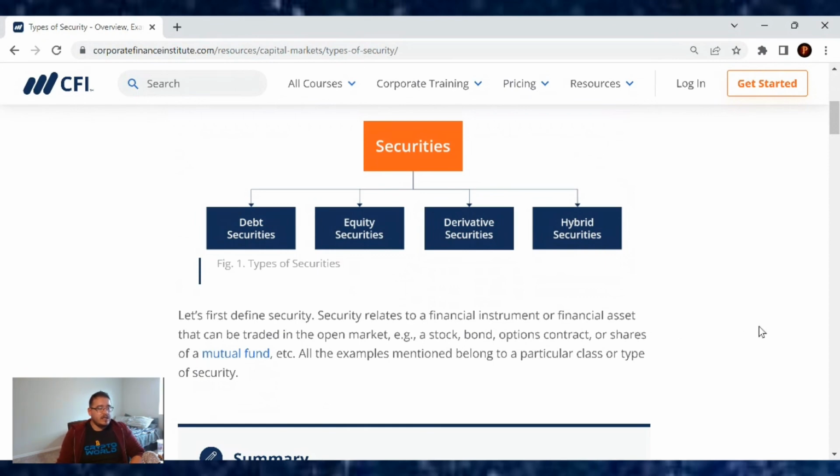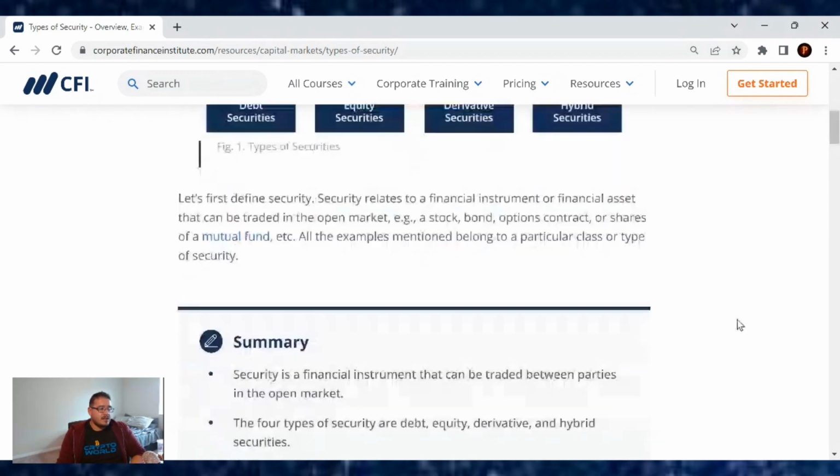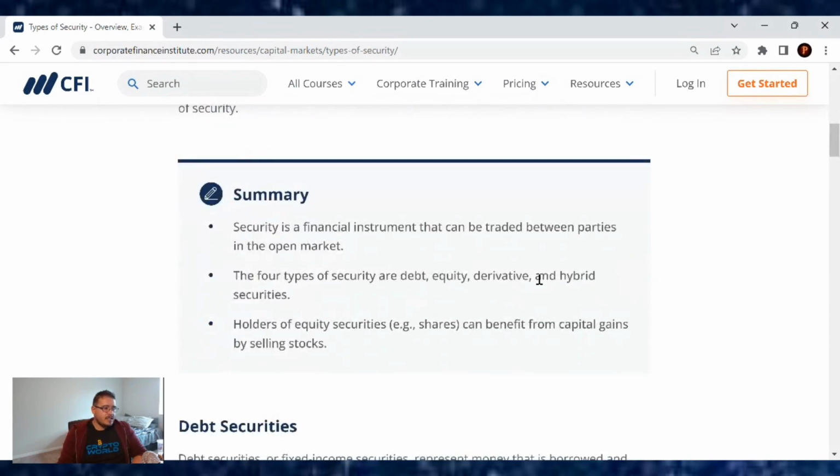A security relates to a financial instrument or financial asset that can be traded in the open market, e.g., a stock, bond, options contract, or shares of a mutual fund, etc. All the examples mentioned belong to a particular class or type of security. So in summary, a security is a financial instrument that can be traded between parties in the open market. The four types of securities are debt, equity, derivatives, and hybrid securities.